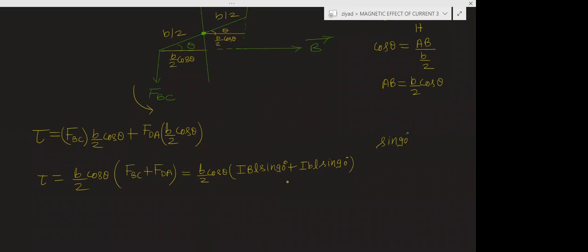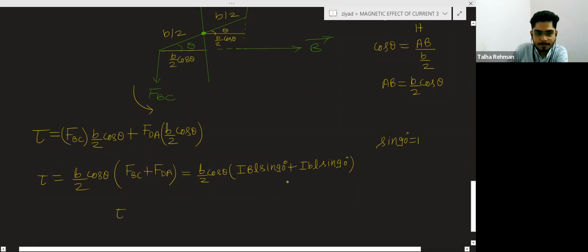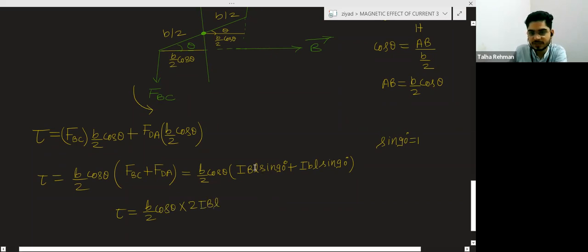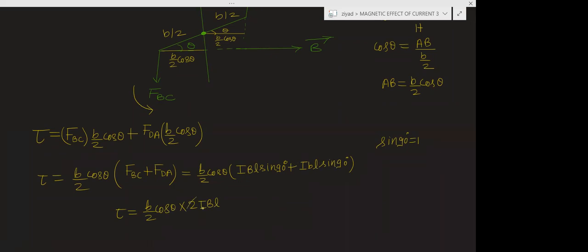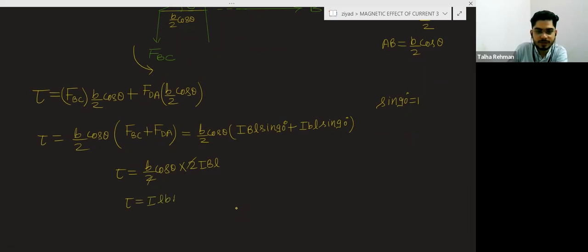So this will become 2 IBL. IBL and IBL is 2 IBL, and this 2 and 2 will cancel out. So finally you will have the torque equal to ILB into capital B and cos theta.